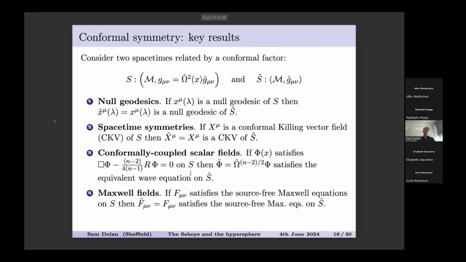And finally, or not quite finally, we can think about fields of higher spin like electromagnetic fields. If we have a Faraday tensor on one spacetime, then we also have a solution. Now, let me say that more precisely. If we have a Faraday tensor that satisfies the source-free Maxwell equations on S, then straight away we have a Maxwell field that satisfies the source-free Maxwell equations on S tilde as well. And note here that the indices must be downstairs in this relationship for it to be as written.